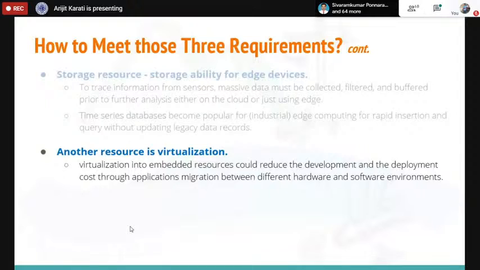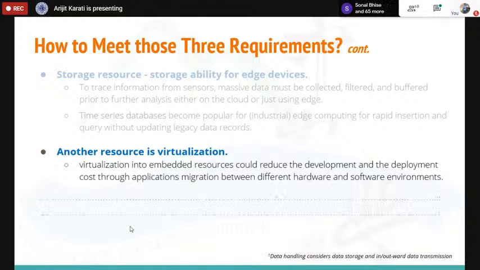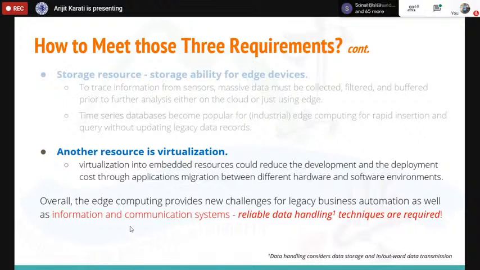The last requirement is not very essential, but it is quite effective. That is virtualization. So the last resource is called virtualization technology. Virtualization in embedded resources could reduce the development and the deployment cost. We have already seen this in the last session, with cloud computing, right? So the deployment and development cost is reduced through application migration between different hardware and software environments.